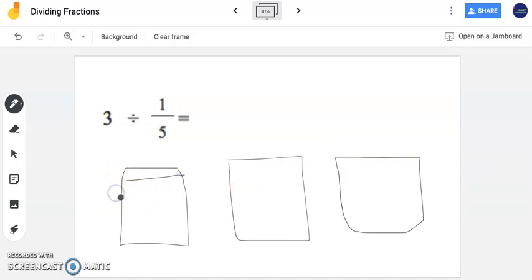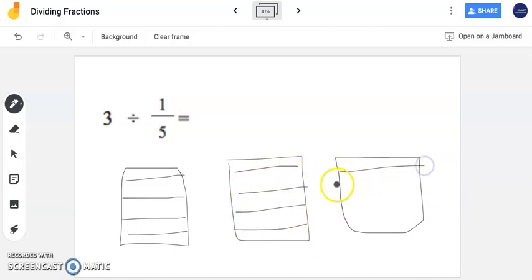Now I'm going to break each of these wholes into fifths. So I have 1, 2, 3, 4 lines, breaking it into 5 equal pieces. 1, 2, 3, 4, breaking into another 5 equal pieces. And same for here. Now, my goal here is to count how many fifths I have. 1, 2, 3, 4, 5, 6, 7, 8, 9, 10, 11, 12, 13, 14, 15. Therefore, 3 divided by 1/5 equals 15.